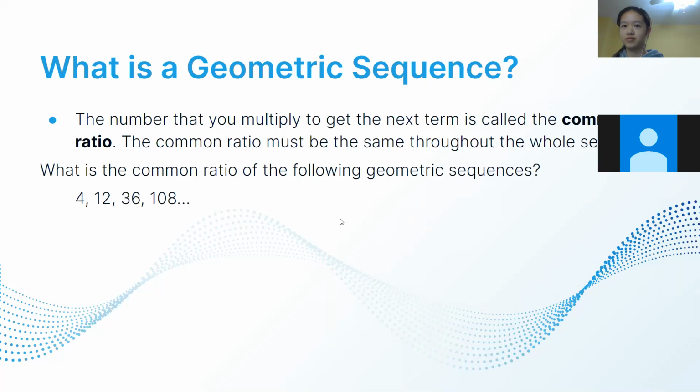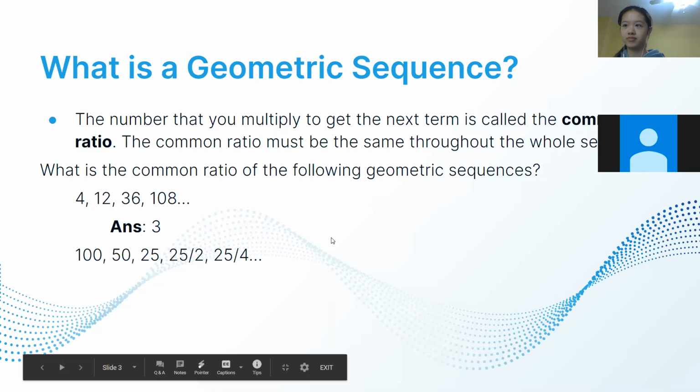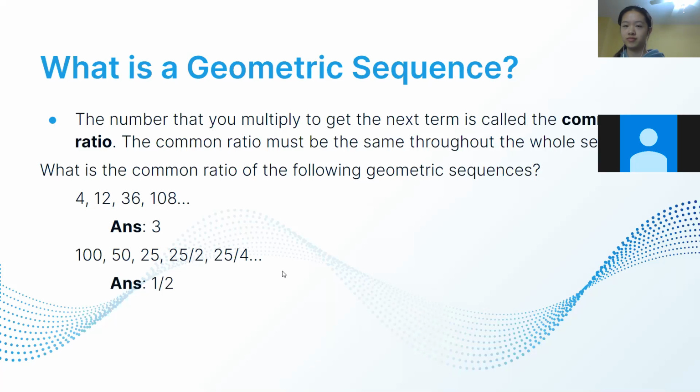3. Yeah, 3 is the right answer because 4 times 3 is 12, 12 times 3 is 36, and so on. Now how about this sequence? Yeah, 0.5 and 1/2 are the right answers. And I think this is the last sequence. Yeah, so -3 is also the right answer.